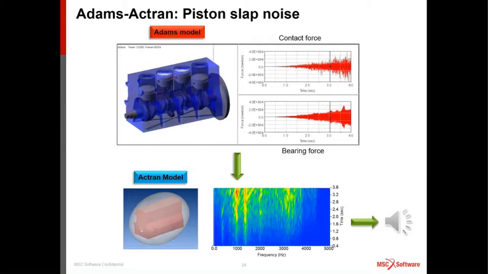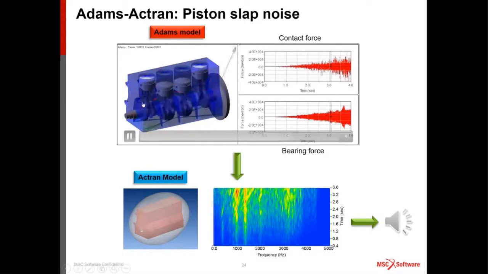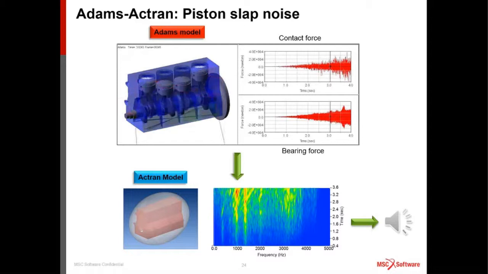Here's another example with the piston slap noise. So what we did here again is that we made the casing flexible and all those pistons are in contact with the casing. Since we are changing the rotational speed of the shaft, the noise of the piston is also changing with respect to the time. And in the subsequent Actran model, you can actually see the sound pressure in the frequency domain, which is some more advanced post-processing technology in the Adams interface.